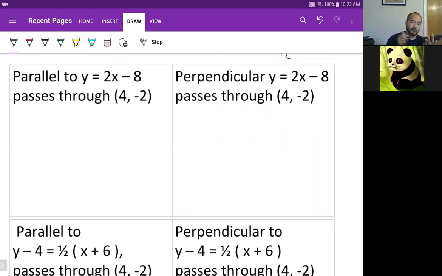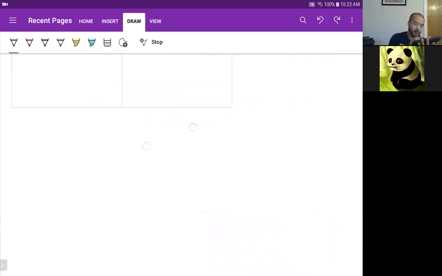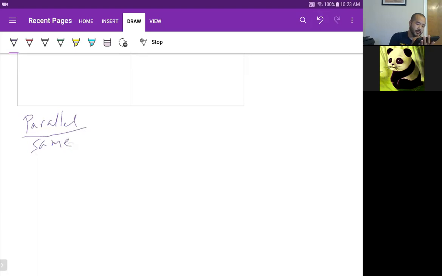All right, when it says parallel or perpendicular to something, I'm going to move this down here. Parallel is the same slope. Perpendicular is the opposite reciprocal.